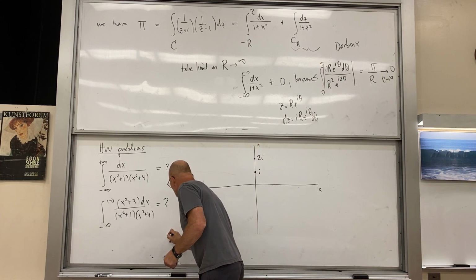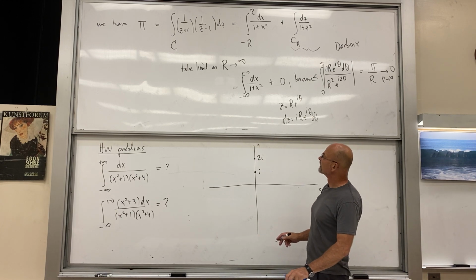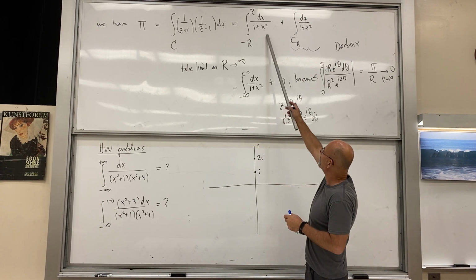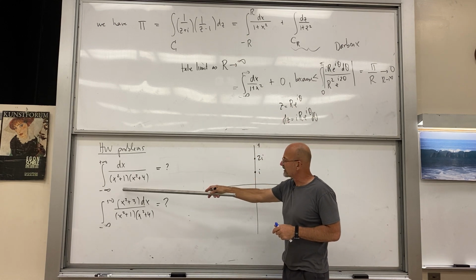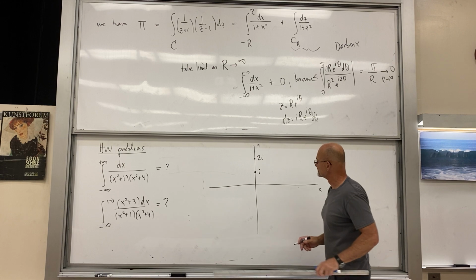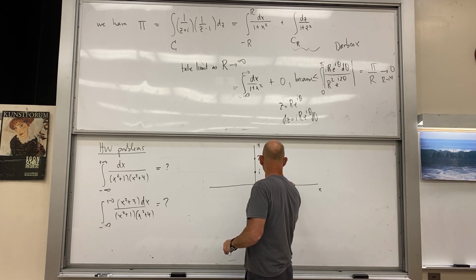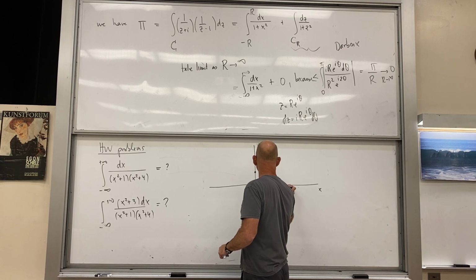I don't have to write that down, because it's actually still on the board up here: x plus i, x minus i, times x plus 2i, x minus 2i. So how are we going to use Cauchy's integral formula?